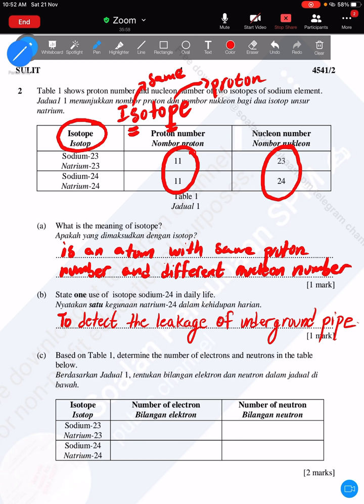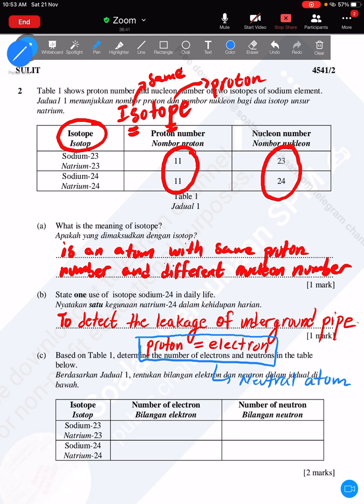Next one. Based on Table 1, determine the number of protons and neutrons in the table below. Number of electrons, you must remember, guys, the number of protons must be equivalent to the number of electrons. Make sure this is only valid for a neutral atom. Maksudnya, dia tak ada charge positif ataupun charge negatif. It doesn't have any positive or negative charge. It is only for a neutral atom.